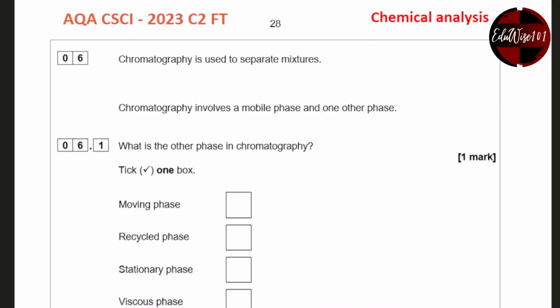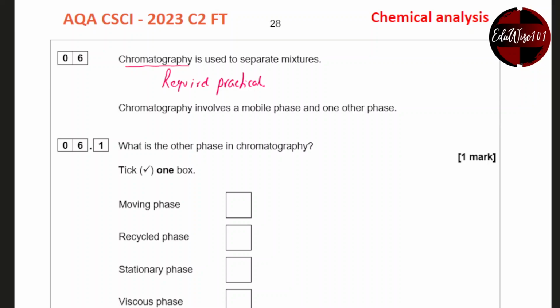In this video, I'm going to go through the AQA Combined Science 2023 Chemistry Paper 2 Foundation Tier. Question number 6 is on the topic of chemical analysis. Chromatography is used to separate mixtures. Now, chromatography is a required practical, and they have asked questions about chromatography at least 3 times in the past couple of years. So you should make sure that you are revising the topic on chromatography.